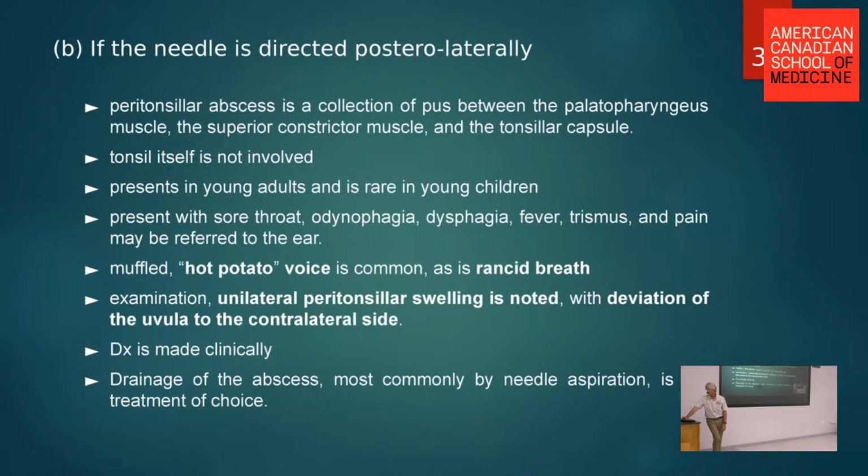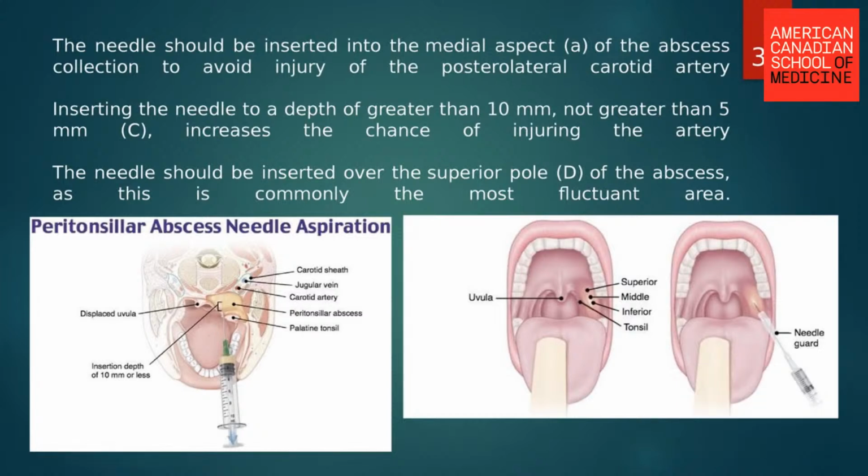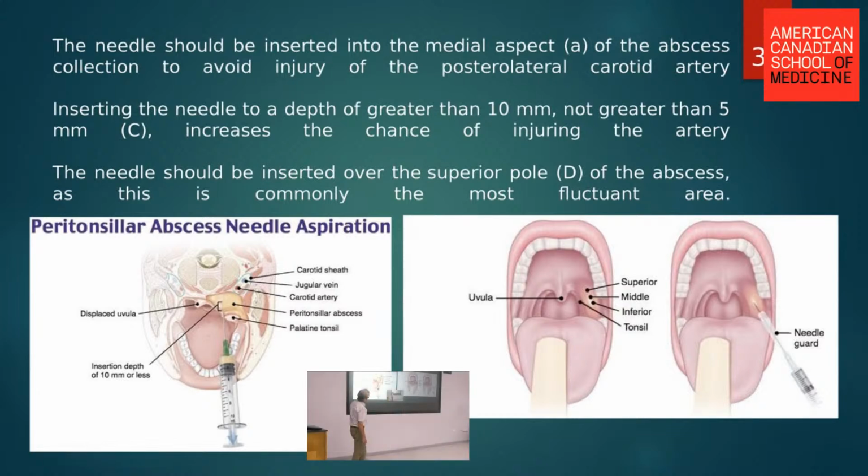Unilateral peritonsillar swelling. Diagnosis is made clinically. You can see that when you have a peritonsillar abscess, if you look at the schematic here on the right, you'll see the unilateral swelling, and the uvula may be deviated slightly. Those can be drained with a small gauge needle.